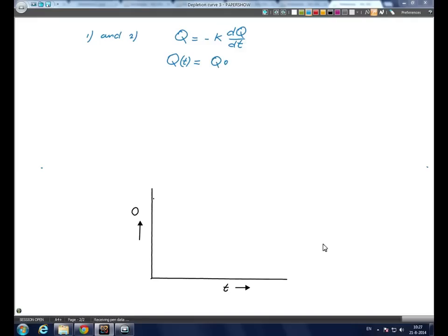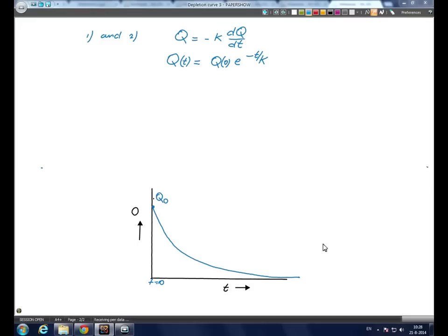Q(t) equals Q0 times the exponential function of minus t over k. If we draw this solution in a graph with t on the horizontal x-axis and Q on the vertical axis, at t equals 0 we'll have Q0, and the exponential function and the depletion curve will look like this.